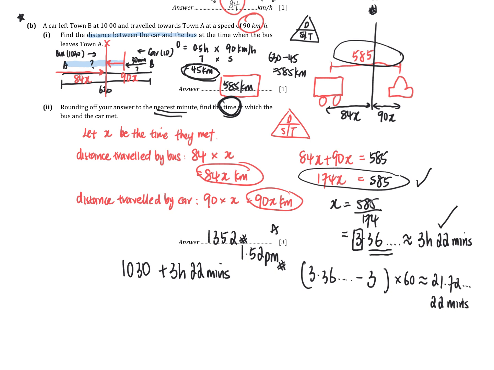So this is the final answer mark. So read the question carefully. They want time, you need to give me the time. They want nearest minute, you need to round off. So this part here especially, every time I will have students doing the conversion wrongly. So it's not 3 hours 36 minutes. It's 3 hours 0.36 hours. You got to times 60 to find the minutes. So this one, be careful.